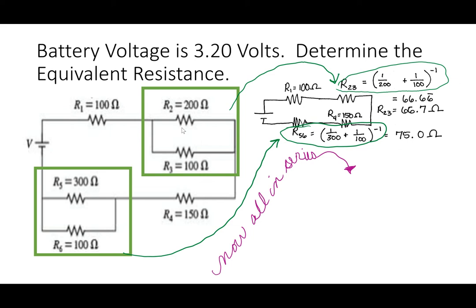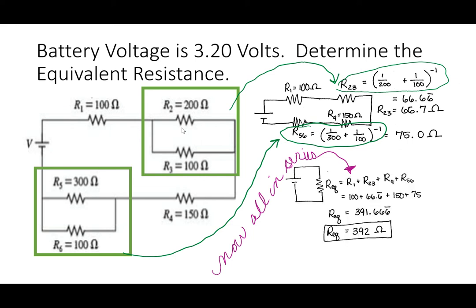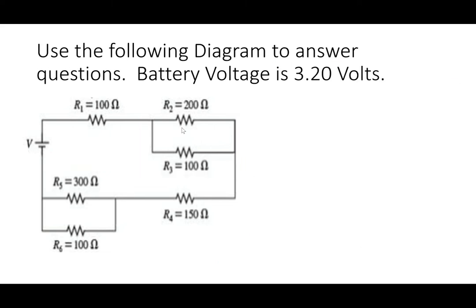And if you notice, we now have all of those in series, which allows us to redraw this as here, add up all the resistors, and get our equivalent resistance. So now that we found the equivalent resistance, we're going to need to find the current through this. So V equals IR, and I is equal to V over R.